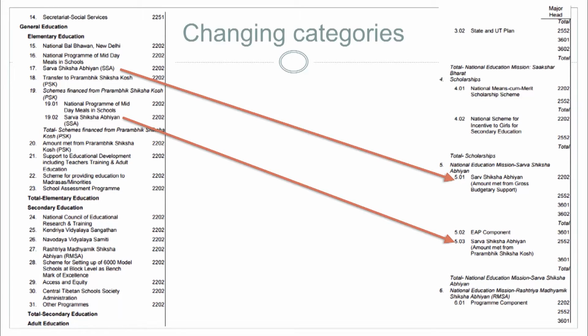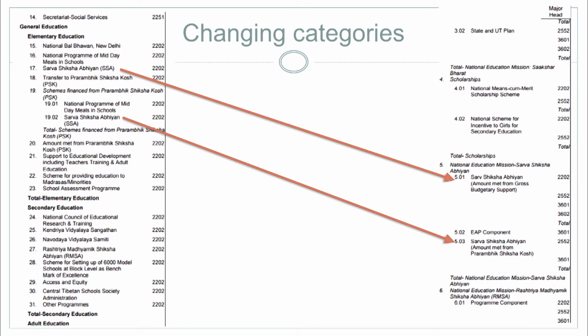Second, the changing categories. Changing categories in the budgets has happened before. As an example, look at the budgets of 2015-16 on the left and 16-17 on the right. Though the categorization of the line items has changed between these 2 years, it is possible to identify corresponding items. For example, line item number 5 on the right is the Sarva Shiksha Abhiyan. This corresponds to line items number 7 and 19.02 on the left.